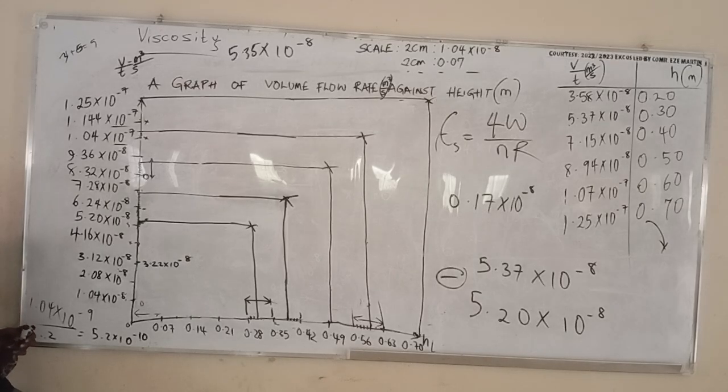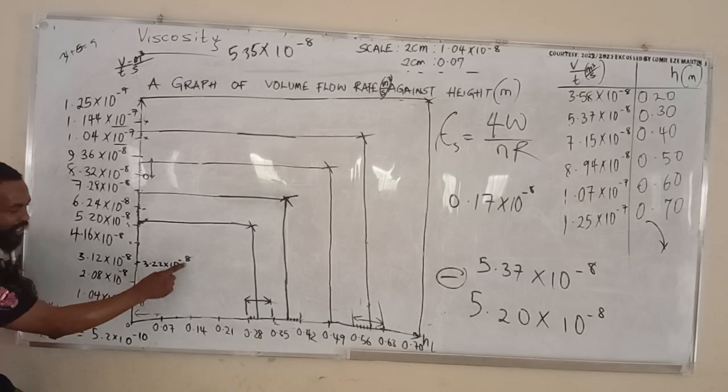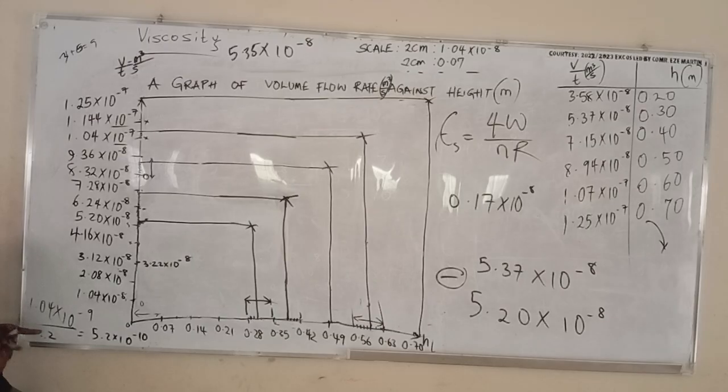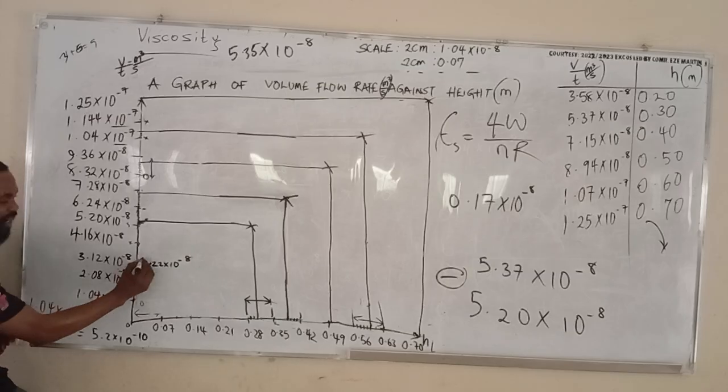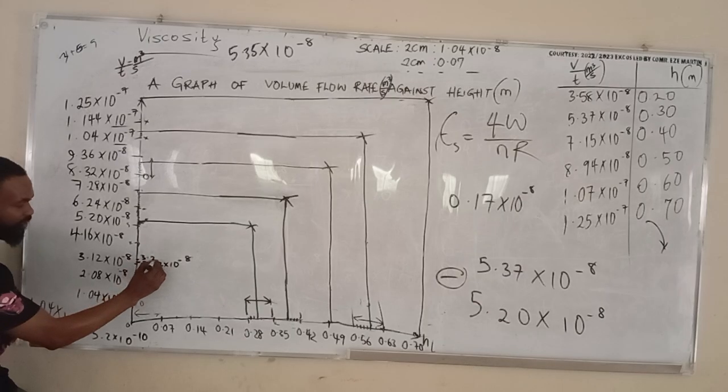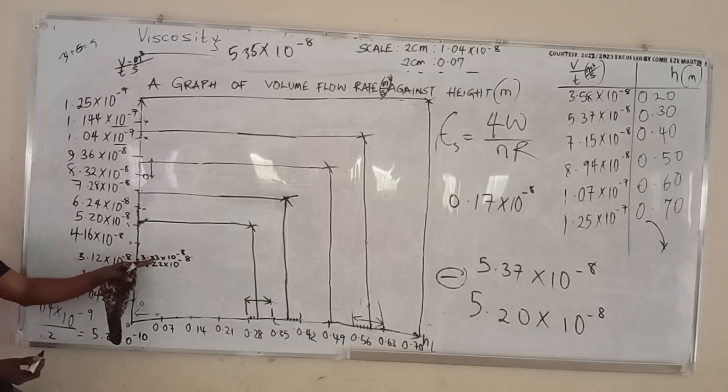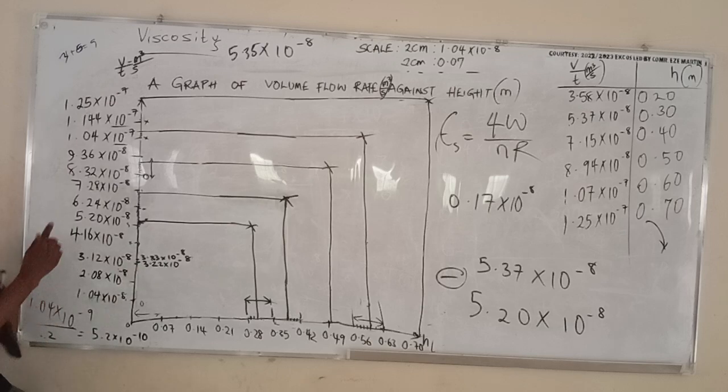I'm rounding to 2 because that 4 is not up to 5. Do for me 3.22 times 10 to the minus 8 plus this thing. Persevere. 3 points. 3.328, no, 3.33. That is 3.33 times 10 to the minus 8. And 3.33 times 10 to the minus 8 plus this thing.